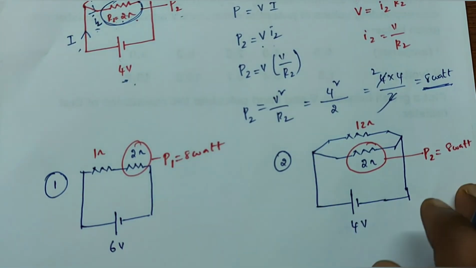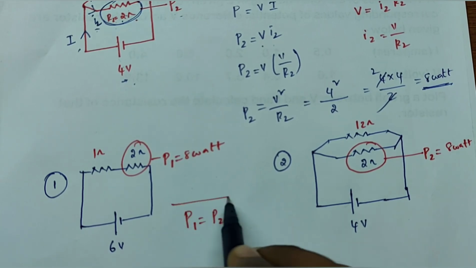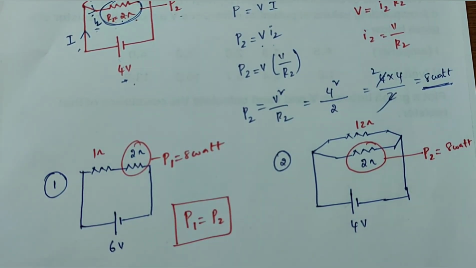Now if you compare the powers, P1 is equal to P2. The same power consumption is there across both resistors. That is the final conclusion we can get from this question.